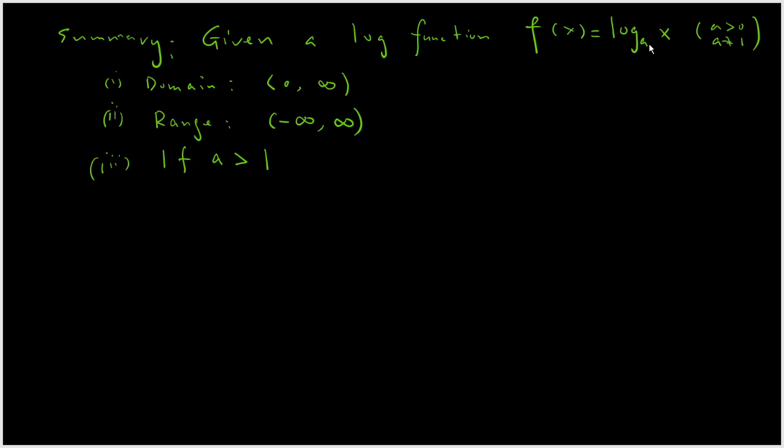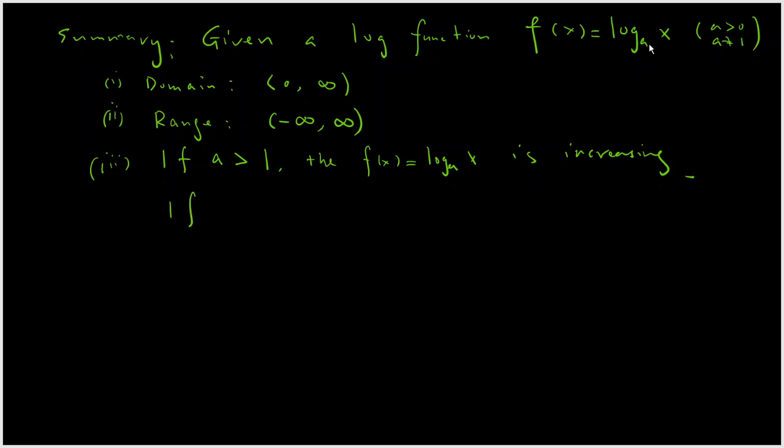If a is greater than 1, then the log function with the base of a is increasing. You just saw a particular case, the natural log function. The natural log function is a log function with the base of e. e is 2.7 something. If you forgot, you can check on your calculator, which is greater than 1. The function is increasing, right?